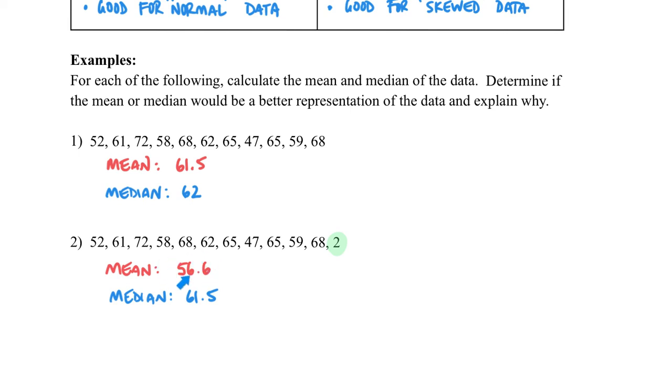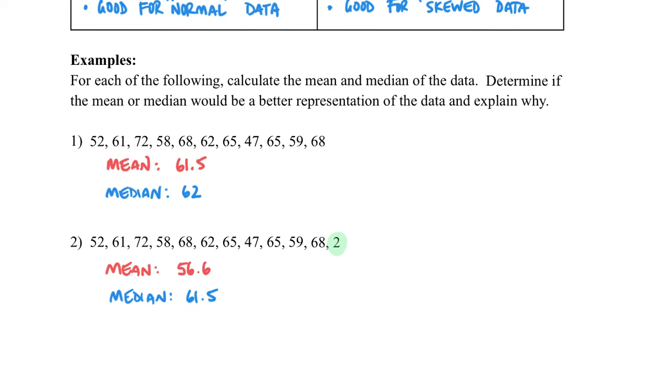The mean dropped almost 5 full points, whereas the median only dropped 0.5 points. So what I want you to see here is that when you introduce an outlier to the data, the mean is the one that gets really skewed by that outlier. The median is not very skewed.